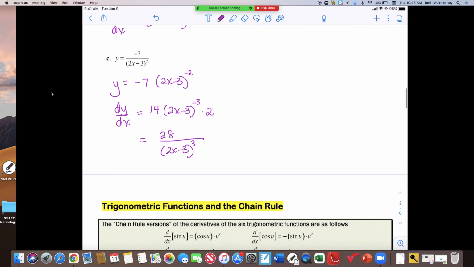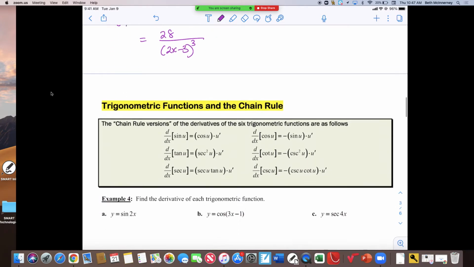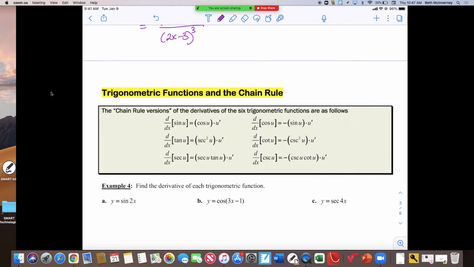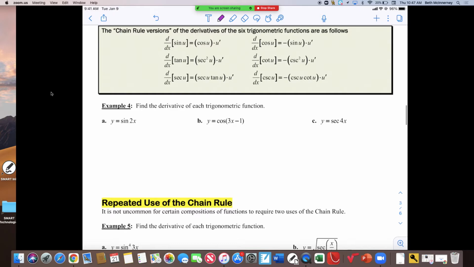All right, so now we're going to refresh. And what's so cool about the chain rule is we're reviewing power rule, product rule, quotient rule, trig. We're going to do natural log, e to the x. We're going to do all of them again, but incorporate the chain rule. So the big idea here for the chain rule for derivatives is all you do is take the derivative of the trig function, leave the inside alone, and then take the derivative of that inside. So no big deal. So look at example 4.